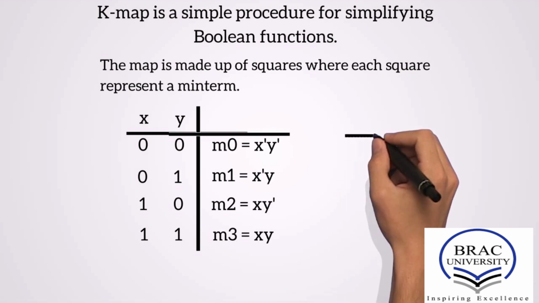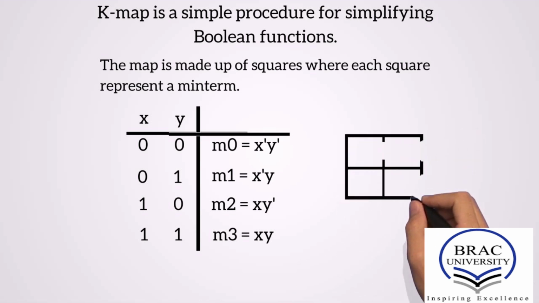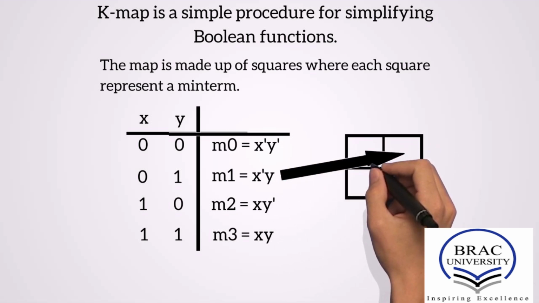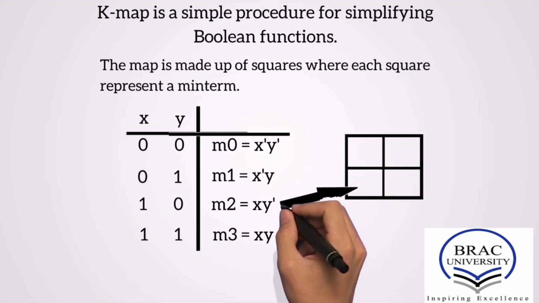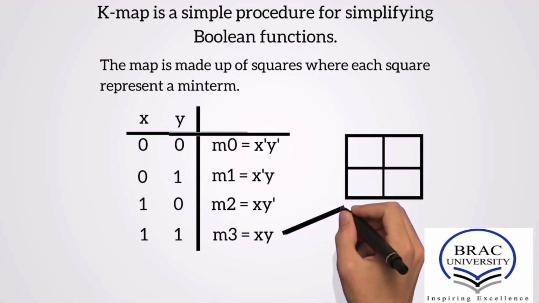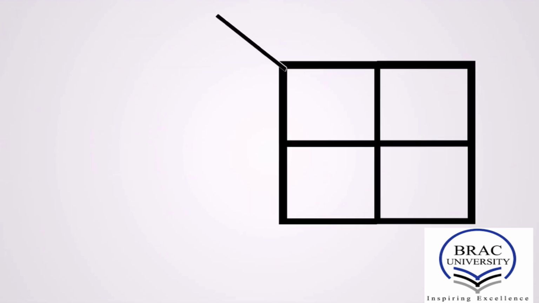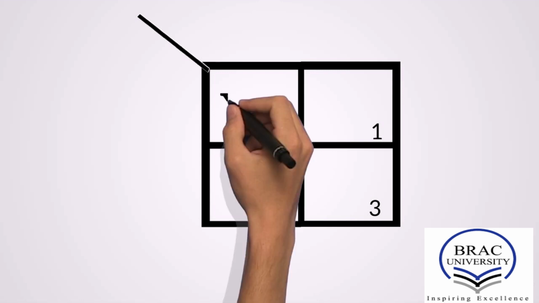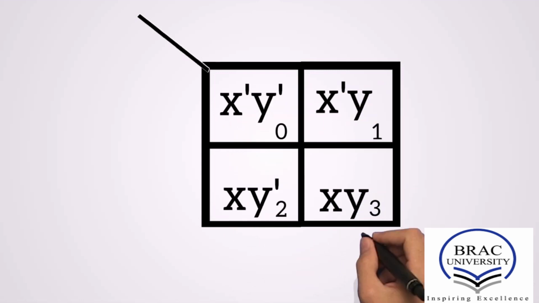For these four combinations, we need four square boxes. The first box covers min term 0. The second box covers min term 1. The third box covers min term 2. And the last one covers min term 3. So this is how we get box 0, 1, 2, 3 with respect to the min terms. Let's write the min term values in the box now.